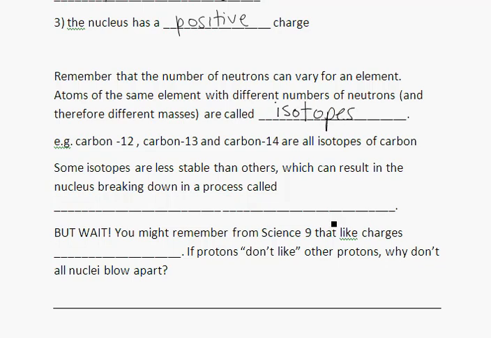And the example we used in class was carbon. So most carbon on the planet is carbon-12, meaning it has a mass of 12, but we do have some carbon-13 and carbon-14. These are all called isotopes of carbon. Some isotopes are less stable, and the less stable they are, the more likely they are to break down, and this is called radioactive decay.